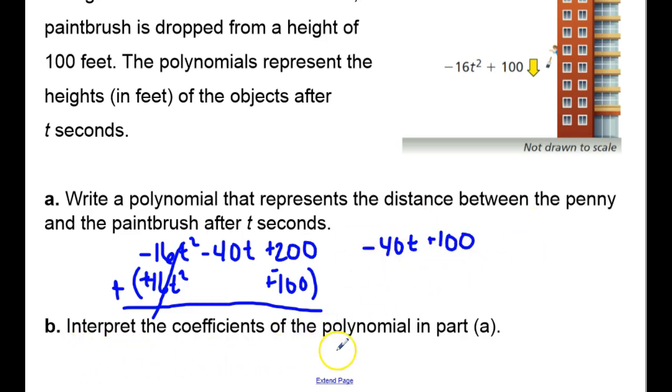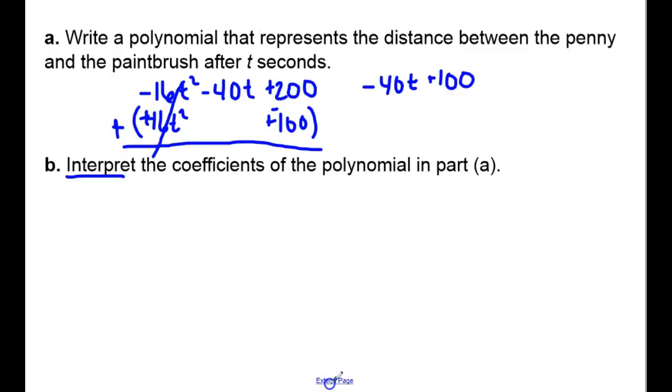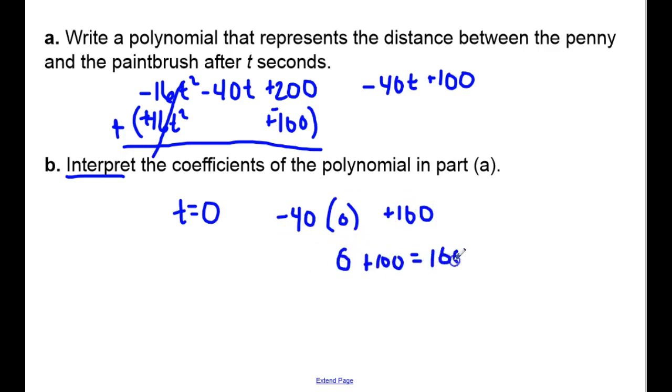Now I'm supposed to interpret the coefficients of the polynomial in part A. Coefficients, remember, are the numbers that we're looking at. The easiest way to interpret, and when we interpret we're looking at the context of the problem, is to come up with a couple of scenarios. When t is 0, that means that's right when I drop them. Let's see what happens. I'm going to put in 0 for t. So I've got negative 40 times 0 plus 100. Anything times 0 is 0. So when t is 0, right when I originally drop both objects, they are 100 feet apart.